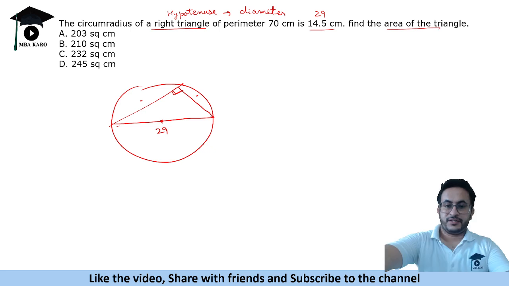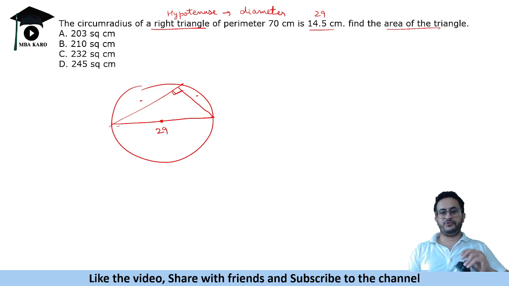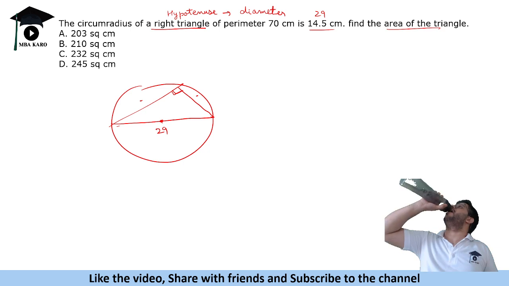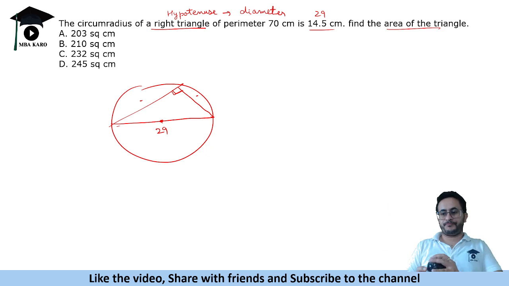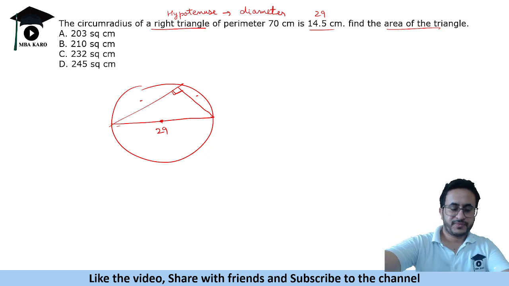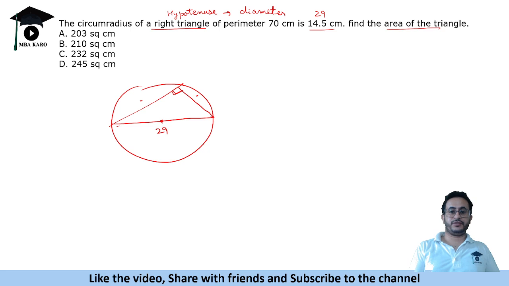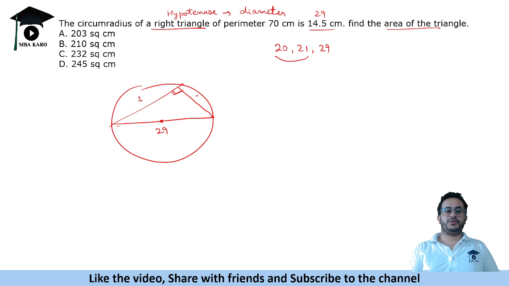Now one thing is knowing the Pythagorean triplets. If you know the Pythagorean triplets, here that is magical. For example, I know that 20, 21 and 29 is a Pythagorean triple. So please go through Pythagorean triples. So the sides are 21 and 20. Half base into height, the answer will be 210.